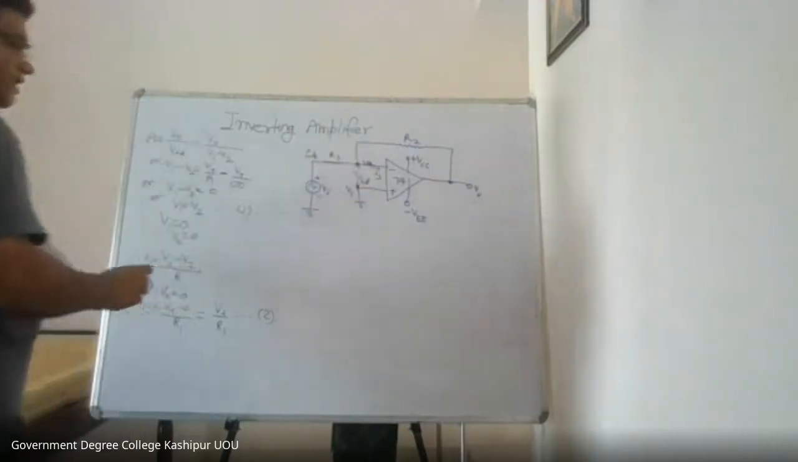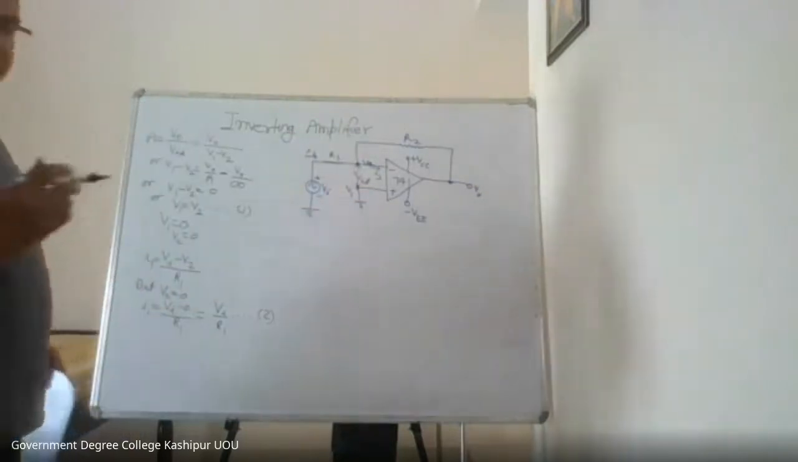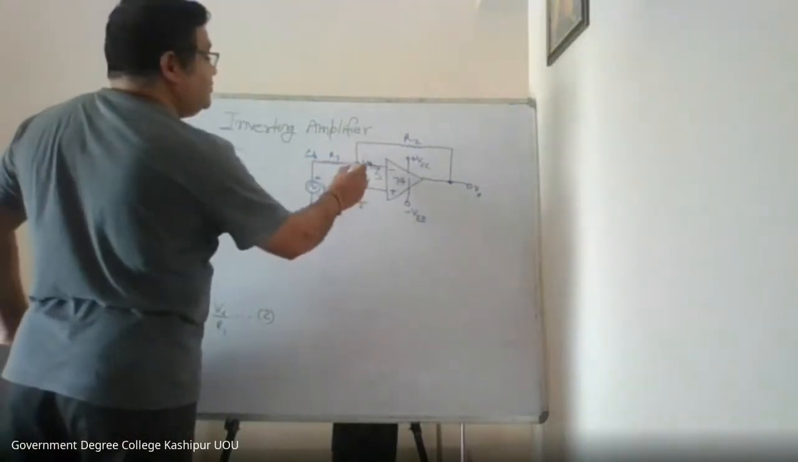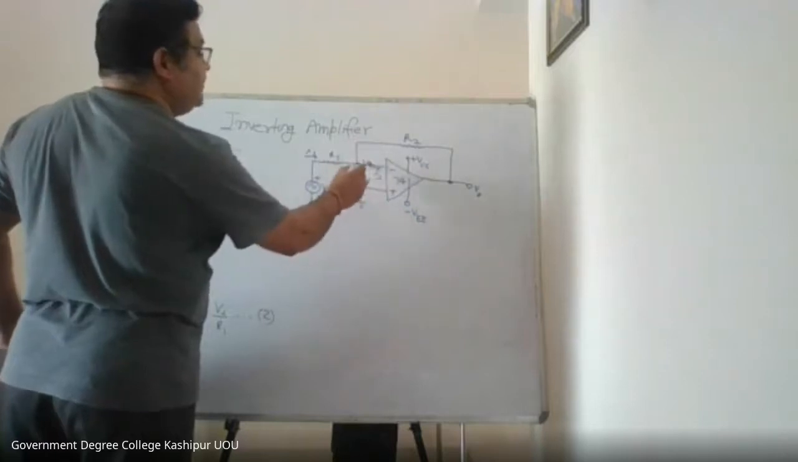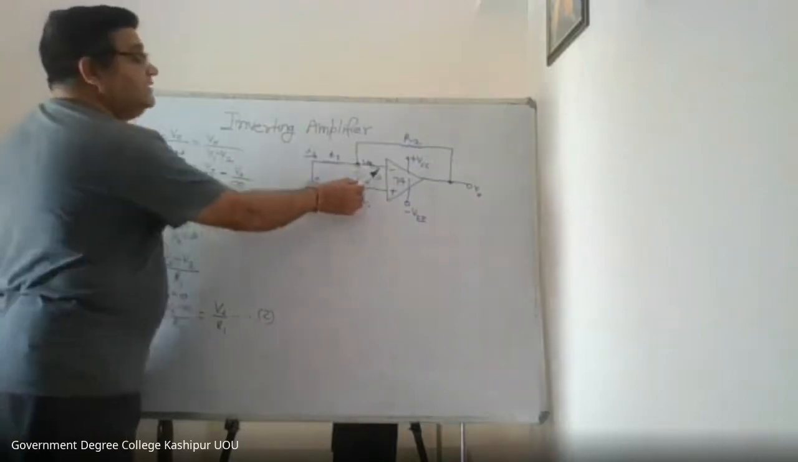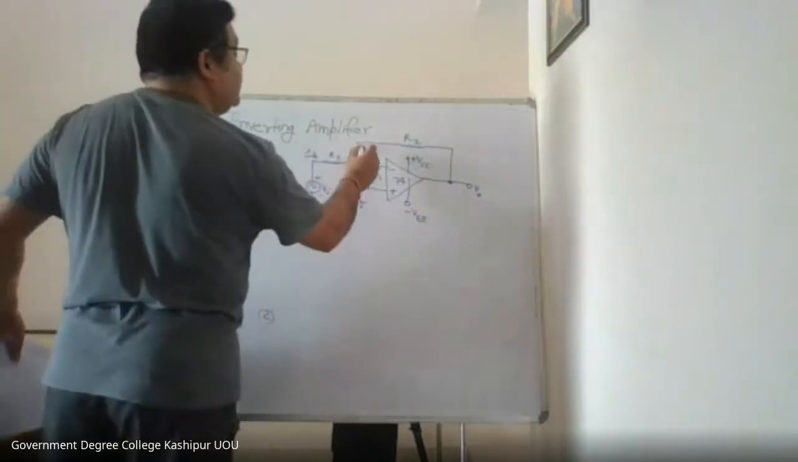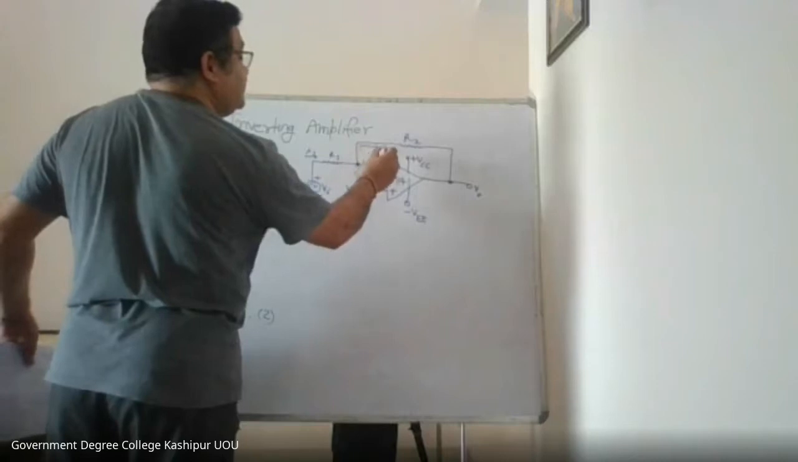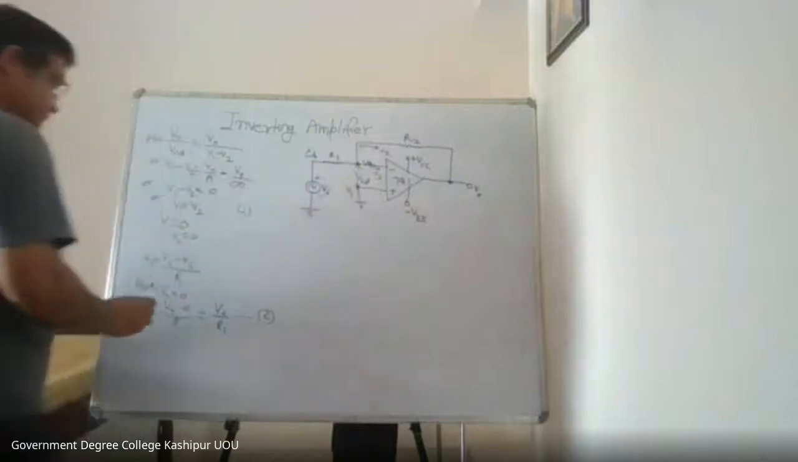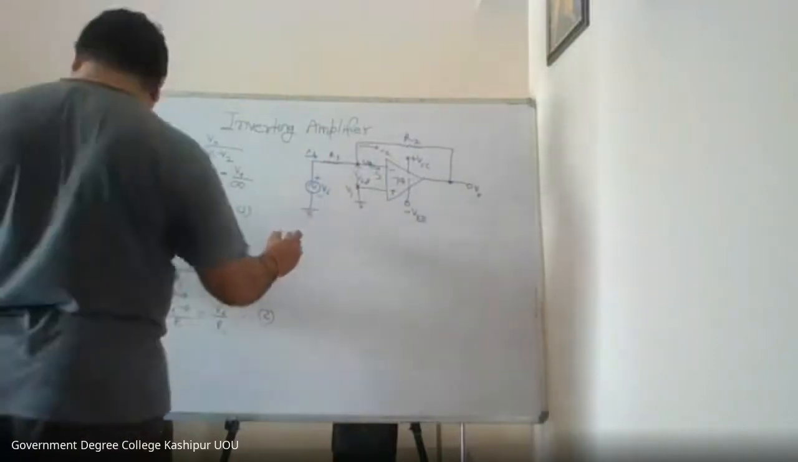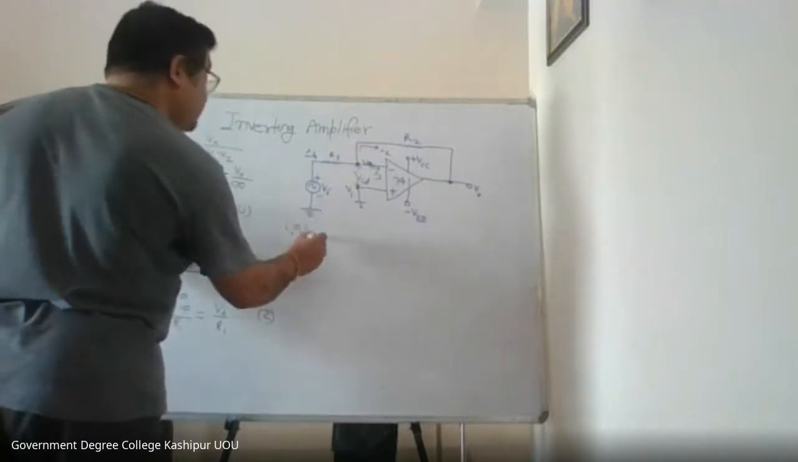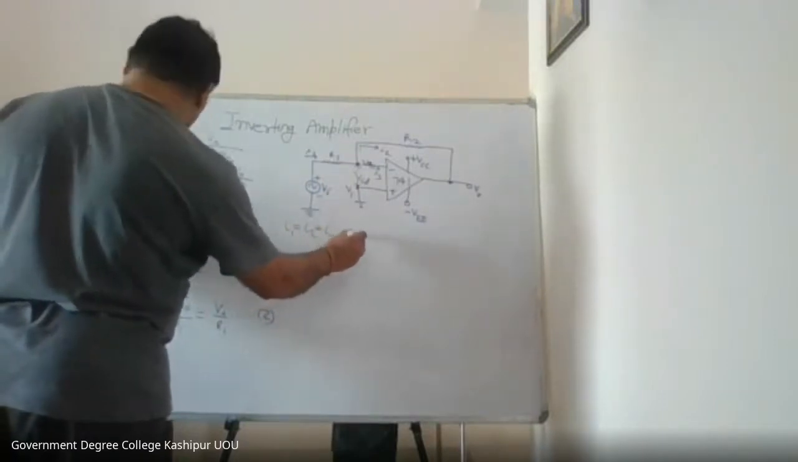We use KCL, Kirchhoff's current law, at this node. Incoming current equals the algebraic sum of outgoing currents. If we use KCL at this point, I1 equals I3 plus, suppose the current in this resistance branch is I2, so I1 equals I2 plus I3. KCL at V2: I1 equals I2 plus I3. This is equation number 3.